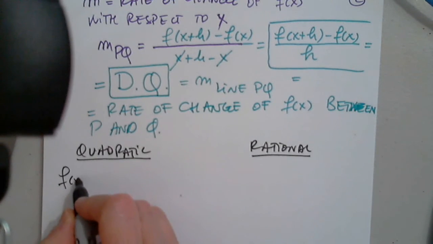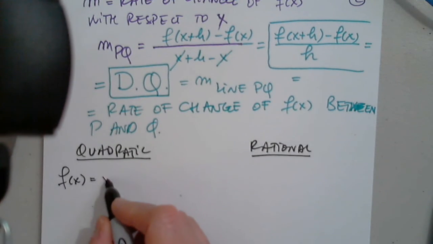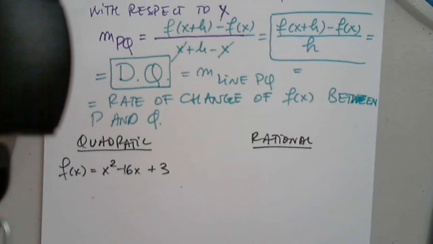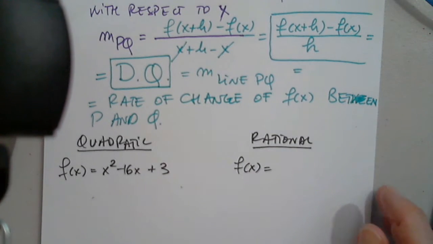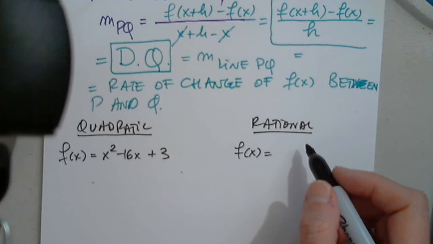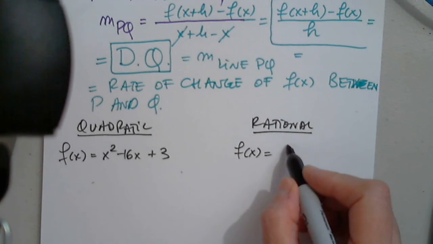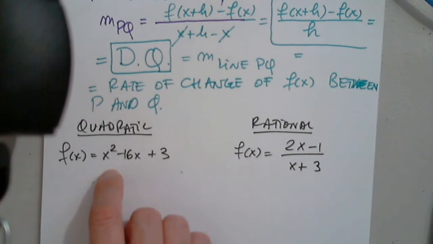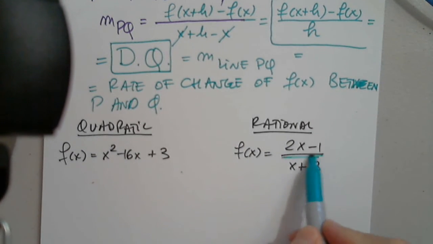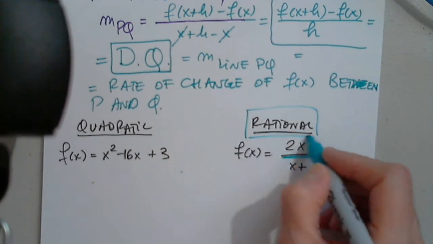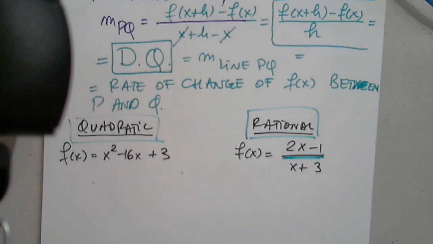Ready? f of x equals x squared minus 16x plus 3. Perfect. And the rational function? 2x minus 1 over x plus 3. This is quadratic, the degree is 2. This is rational because it has a ratio of two polynomials. So this is a rational function, and this is a quadratic function. Perfect.